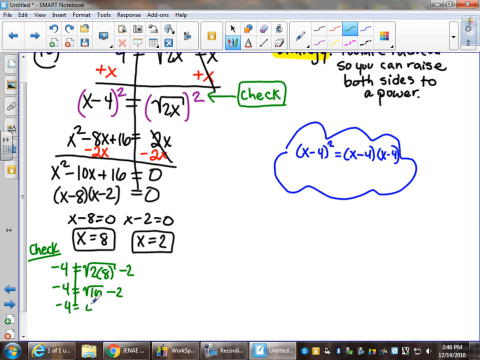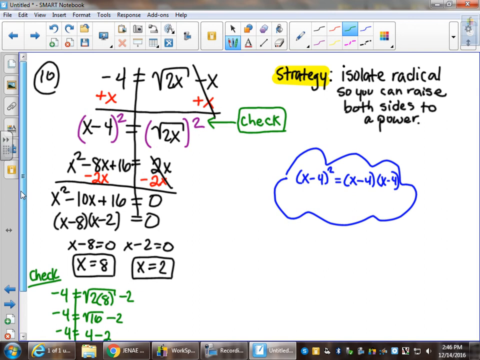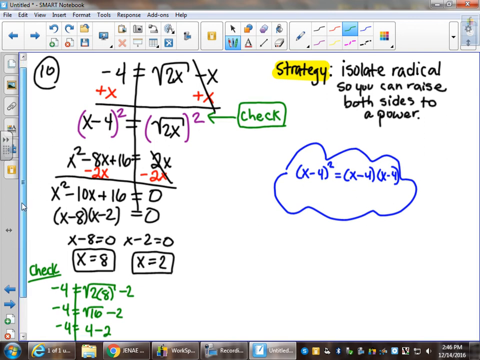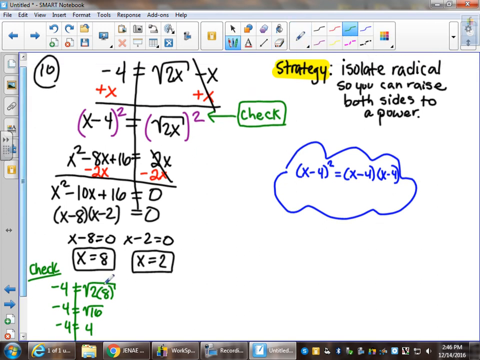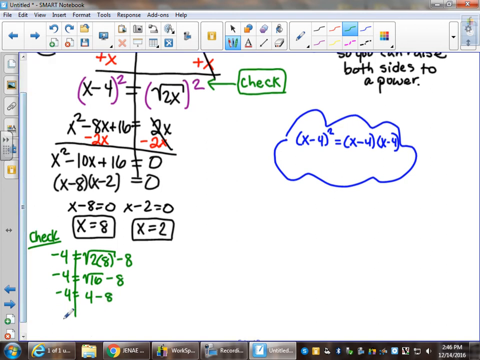Negative 4 equals 4 minus 2. Oh, I messed that up. Back up. Sorry, I just stepped away for a moment, so I'm trying to recenter myself on these notes. Okay, so it's negative 4 equals root of 2 times x minus x. So that'll be a minus 8. Apologies. Okay, problem solved. Negative 4 equals 4 minus 8, negative 4. Check. That worked out.